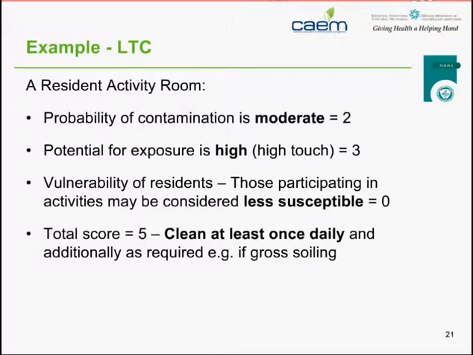In the example of a resident activity room in a long-term care home, probability of contamination is moderate, equaling 2. Potential for exposure is high, in high-touch areas, equaling 3. Vulnerability of the residents, those participating in activities, may be considered less susceptible, equaling 0. The total score equals 5. Clean at least once daily and additionally as required if gross soiling occurs.